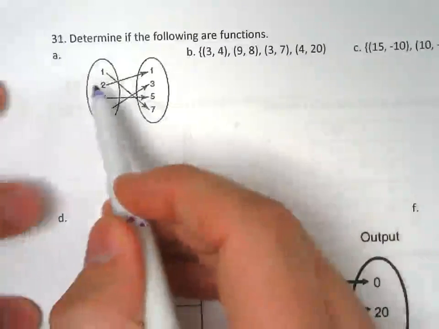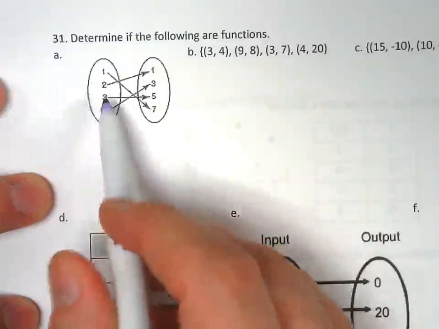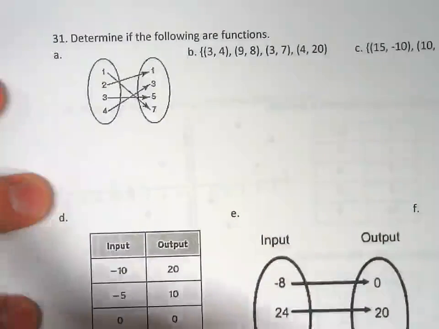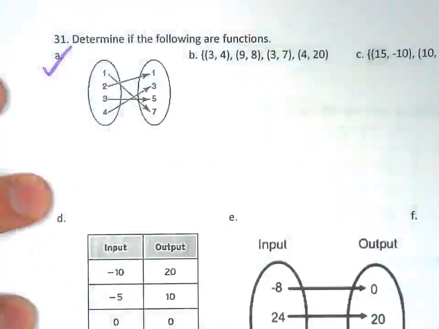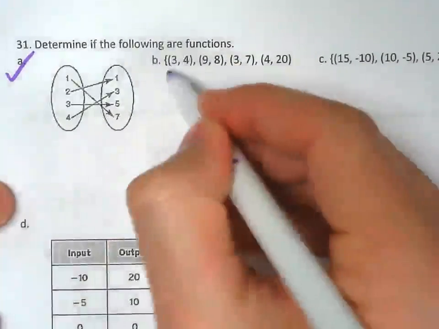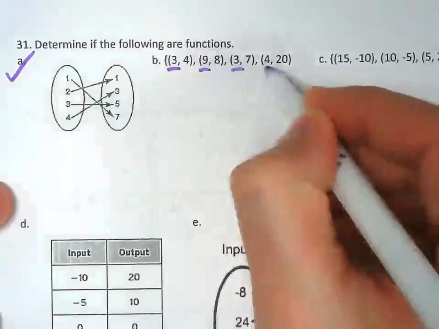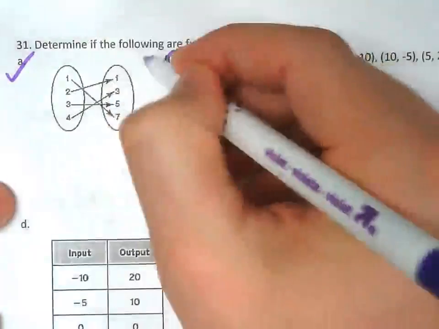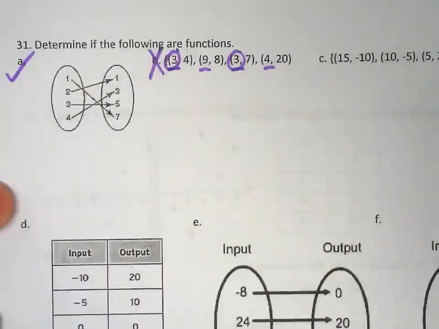So A, notice with the lines here, with the mapping, every x is going to one y. So that actually would be a function. So that's good. A is a function. If you look at B, we've got 3, 9, 3, and 4. Notice the 3's repeat. That's not good, so it is not a function.